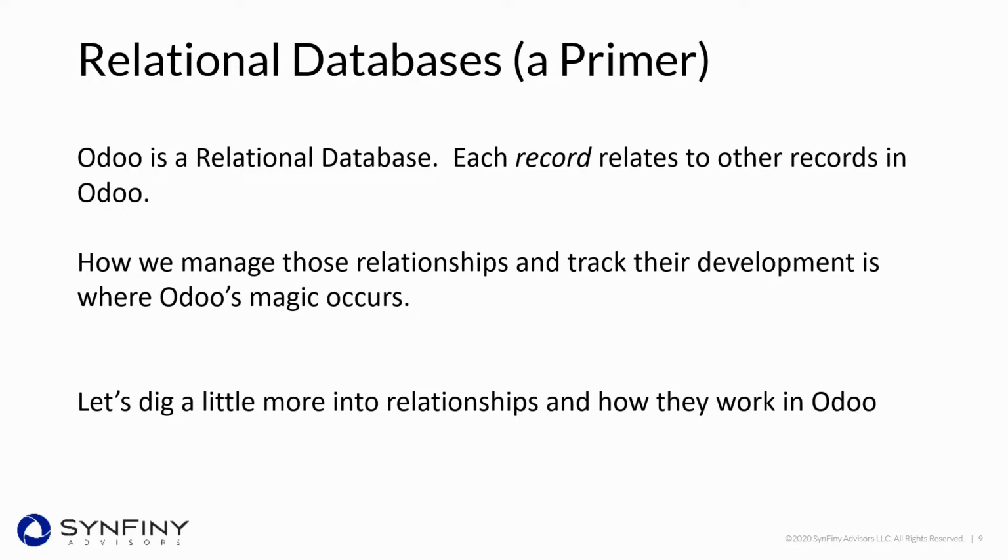When you're typing in the country that a record or a contact lives in, and you start typing, for example, Australia, you probably won't get past AUS before it asks if you mean Australia. Somewhere in Odoo, there's a table of every country on the planet, and that's another record. And that's a way that Odoo pulls in that information from somewhere else. How we manage those relationships and track their development, that's where the magic that Odoo produces occurs. So let's get a little bit deeper into how those relationships work and how they work in Odoo specifically.